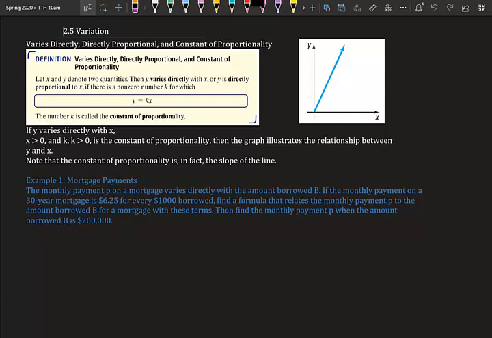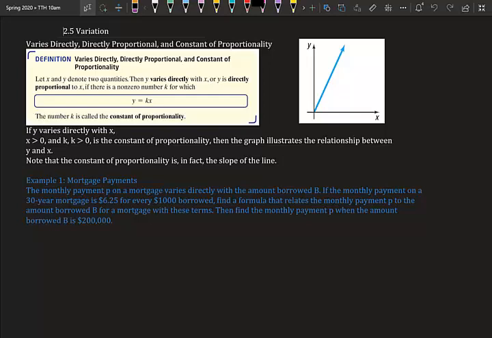2.5 variation. So we're going to talk about varies directly, directly proportional, and constant of proportionality. When something varies directly, it is multiplication because you're affecting it directly head on. You're not taking anything away from it, it's going towards it. So you're going to let x and y denote two quantities.